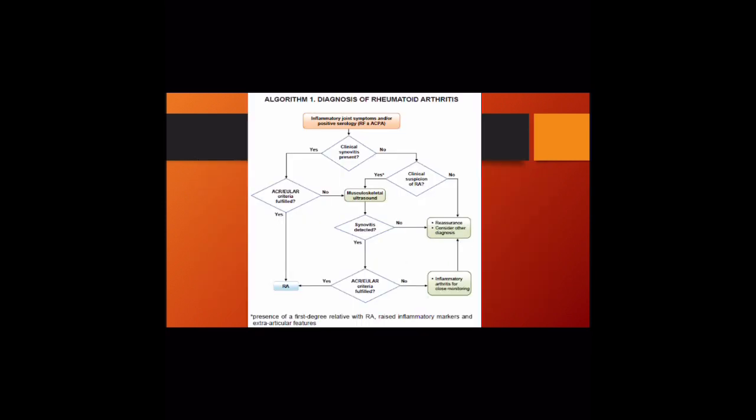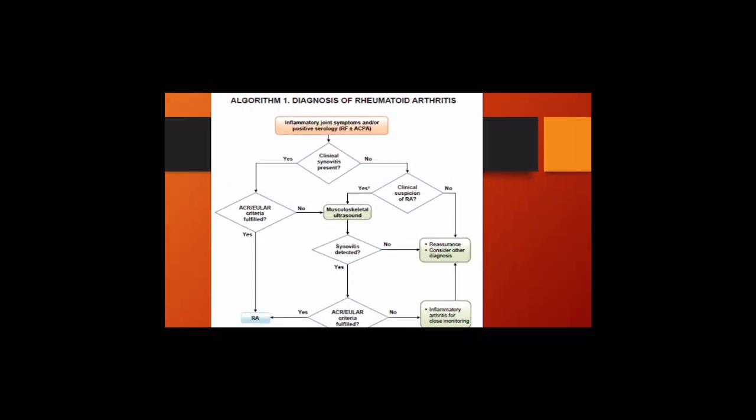Okay, this is the algorithm for diagnosis of rheumatoid arthritis. How we diagnose? First is we see whether the patient is having inflammatory joint symptoms and or positive serology. Positive serology here is the rheumatoid factor or anti-citrullinated peptide antibody. When we see that, if the patient presents with this, we then see whether there is clinical synovitis present or not. If there is clinical synovitis, then you see whether we have a criteria. We have the ACR or EULAR criteria. Later I'll describe more on this criteria. If the criteria is fulfilled, then probably the possibility of rheumatoid arthritis is high.